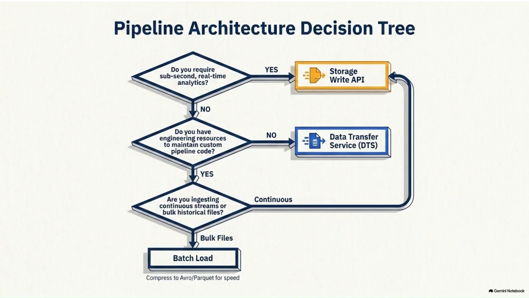Now, how to decide which one to use? This flowchart will help you decide. If you actually require real-time analytics, go with Storage Write. If no, do you have engineering resources to maintain custom pipeline code? Yes or no? If no, you don't have them, so you just pull the data via data transfer service. If you have people who can write the code, and can ingest and manage the continuous stream of files, the best way to go is batch load.